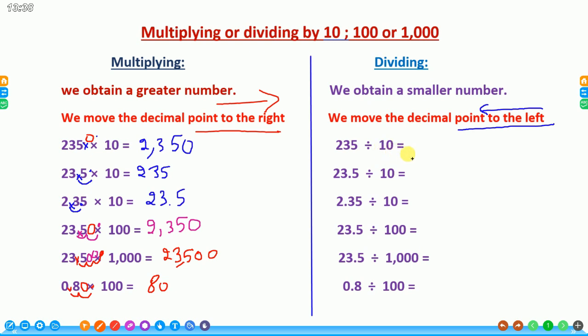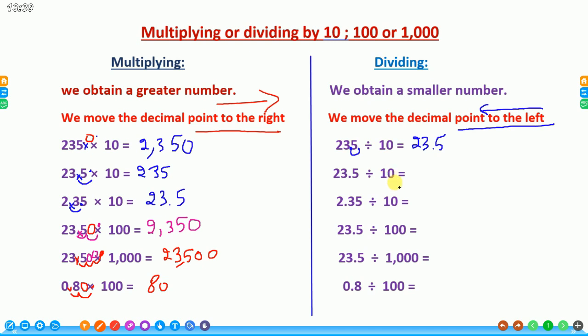235 divided by 10. So the decimal point in any whole number is after the ones digit. And when we divide by 10, we need to move the decimal point 1 time to the left. So this decimal point, we jump 1 time to the left. It will be between 3 and 5, and the answer is 23.5.